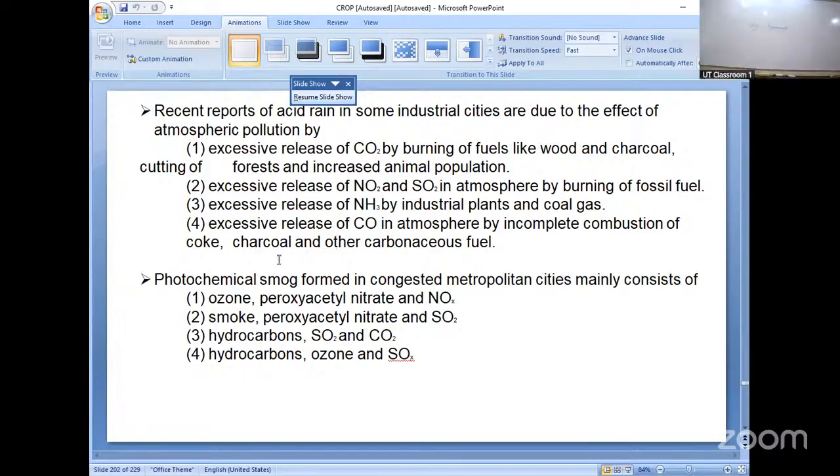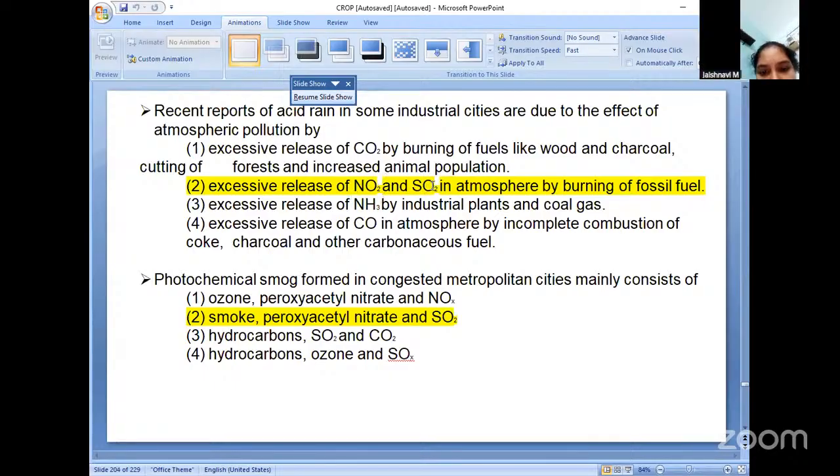Second one. NO2 and SO2, nitrogen oxide and sulfur dioxide. Smog formed in congested metropolitan cities. Okay, the answer is already there.